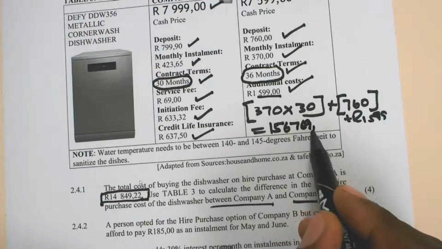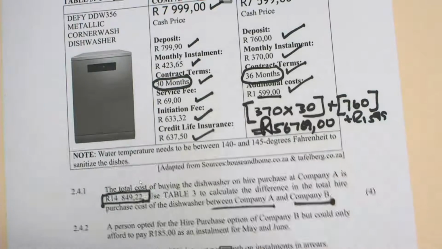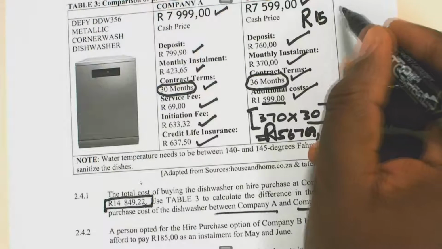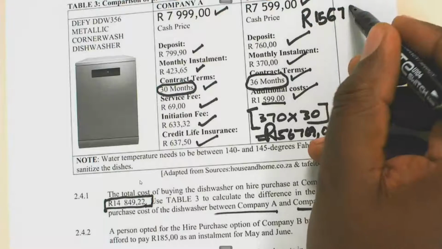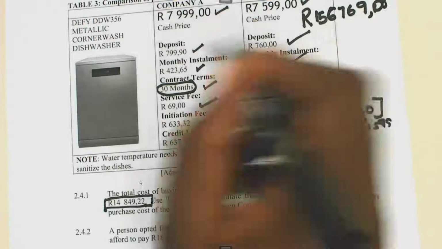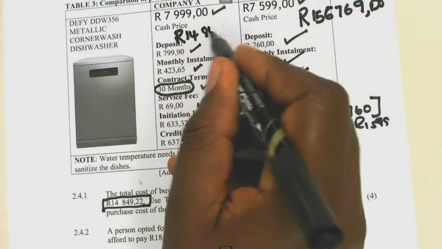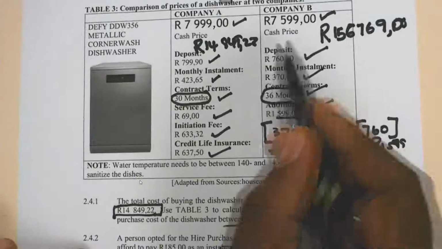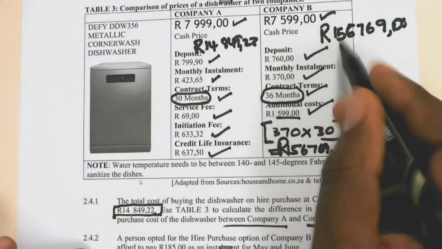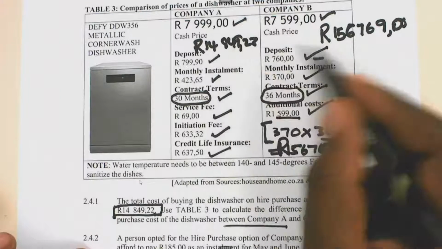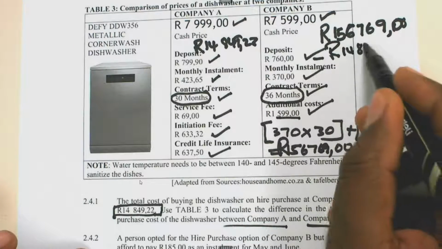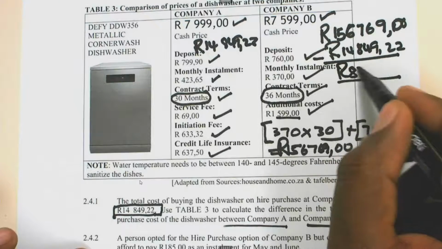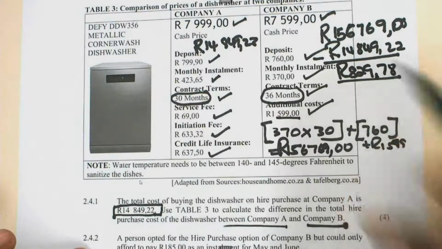15,679 rand. That is the price of this one if you buy with hire purchase. This one, it is 14,000. It was given as 14,849.22. If you want the difference, what is the difference? You just subtract the two. You subtract this one from that one. You subtract 14,849.22, and your answer will be 829.78. Now you'll get your 4 marks.